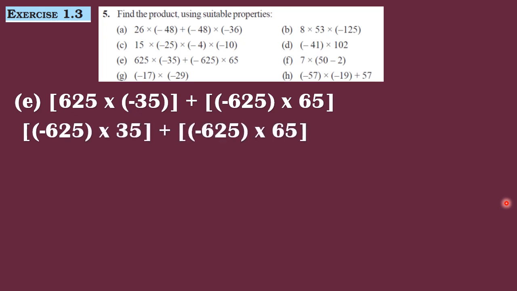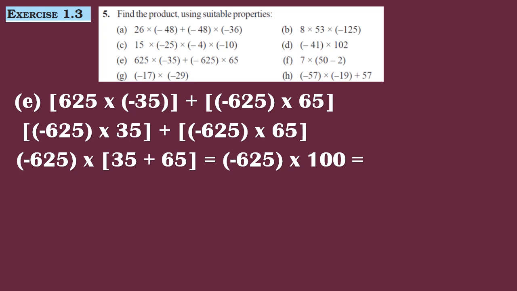So here I am giving the negative sign to 625. So this has become minus 625 into 35 plus minus 625 into 65. So minus 625 is common in both. So this is A into B plus A into C is equal to A into B plus C. So minus 625 into 35 plus 65. 35 plus 65 is 100. So minus 625 into 100, which is equal to negative 62,500.